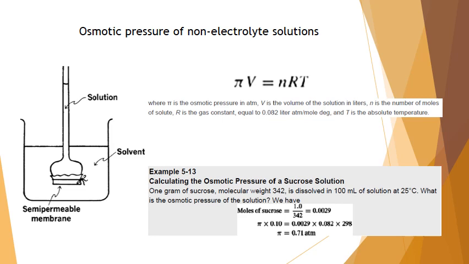So first of all, you need to calculate the number of moles of sucrose by dividing the weight over the molecular weight, and then using the equation you will get the osmotic pressure of the solution, which is in this case 0.71 atmosphere. So that's how to calculate the osmotic pressure of non-electrolyte solutions.